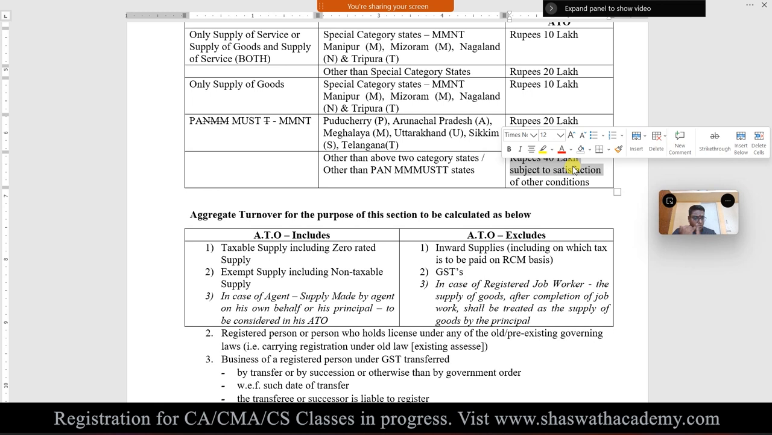Point number one, you should deal only in exclusive goods. Point number two, you should deal other than in PAN must states. Point number three, you should not deal in sin goods. Sin goods are considered as iPad goods. Ice cream, pan masala, aerated waters and tobacco. I used to call it iPad. I stands for ice cream, P stands for pan masala, A stands for aerated waters, T stands for tobacco.